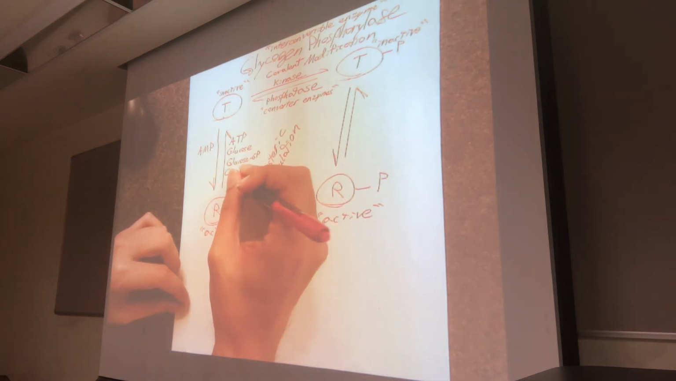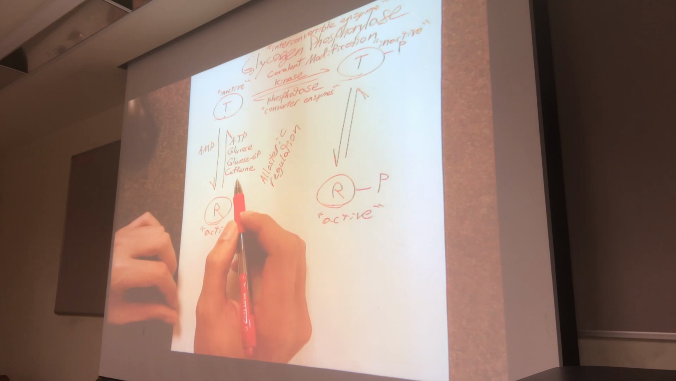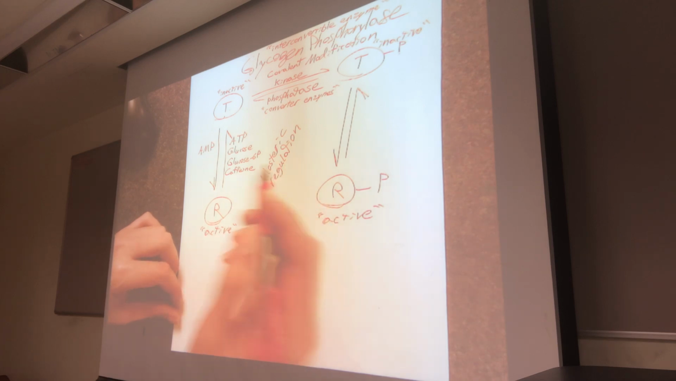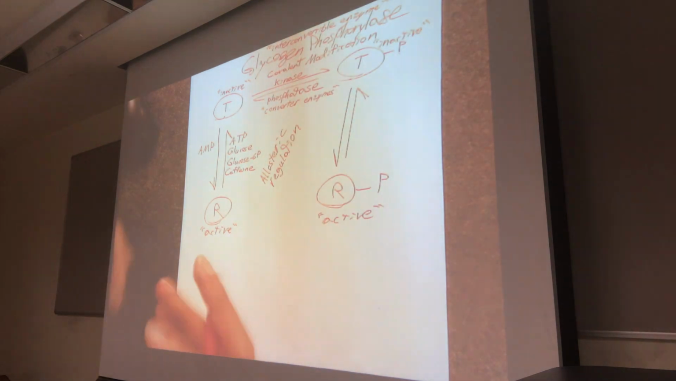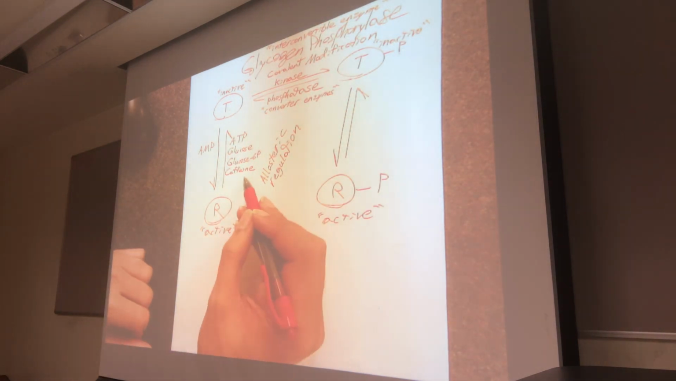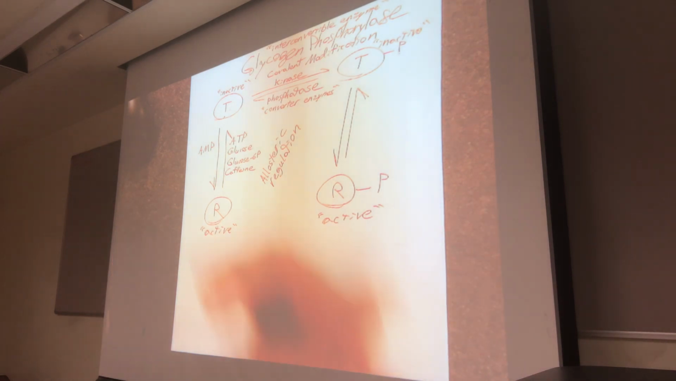There's one more extra molecule here, and that is caffeine. Caffeine is sometimes referred to as an appetite suppressant. And in this context, caffeine does a lot of things in terms of metabolism, but in this context, caffeine also shifts equilibrium to the inactive state for glycogen phosphorylase.